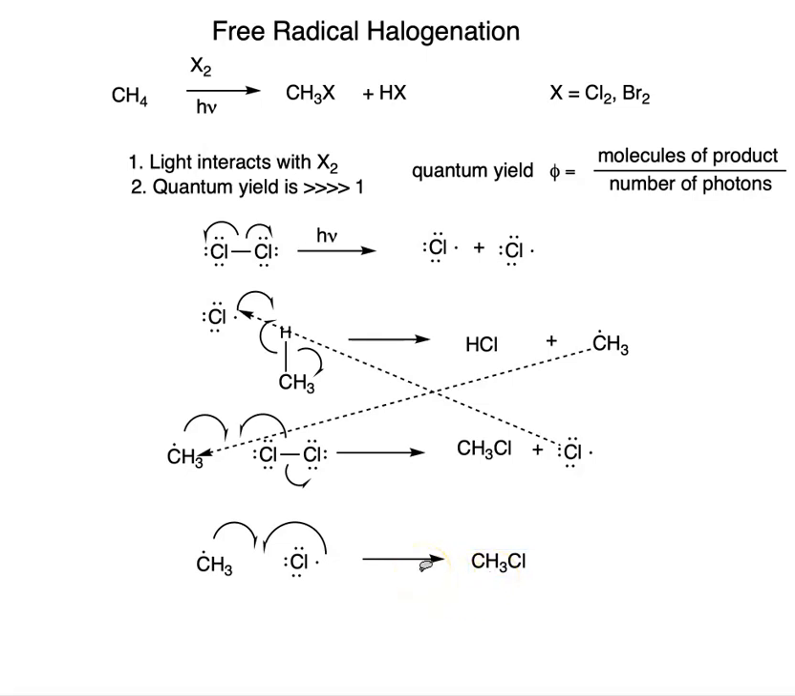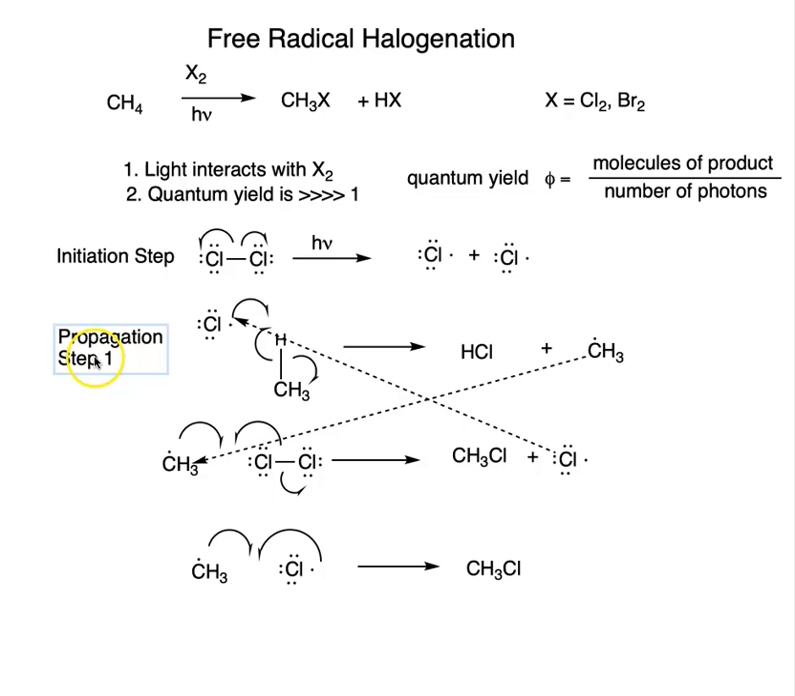Now, we do have names for these steps. For this first step, we call it the initiation step. This initiates a reaction, it starts a reaction. For the second step, propagation step 1, because it's a step that propagates the chain reaction, it keeps the chain going, and it's the first of these propagation steps. We call the last step in the formation of our product propagation step 2, because it's the second step in the propagation of our chain reaction.